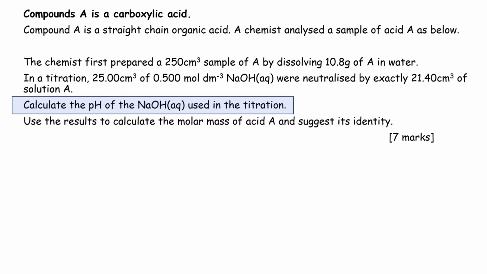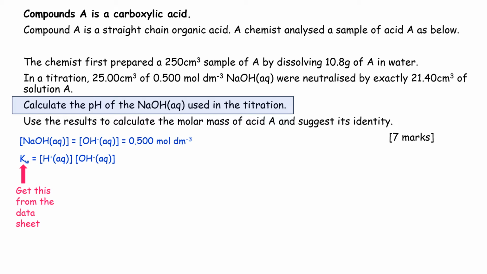So the first thing they wanted to do in terms of calculating is to work out the pH of the sodium hydroxide. We know that sodium hydroxide is a strong base, so the concentration of sodium hydroxide will be the same as the concentration of hydroxide ions because it fully dissociates. Now working out the pH of a strong base requires us to use Kw. You can get Kw from the data sheet. It's 1.00 × 10⁻¹⁴. And the question already tells you by implication that the concentration of hydroxide ions is 0.5 mol/dm³.